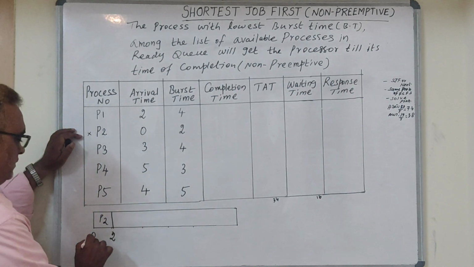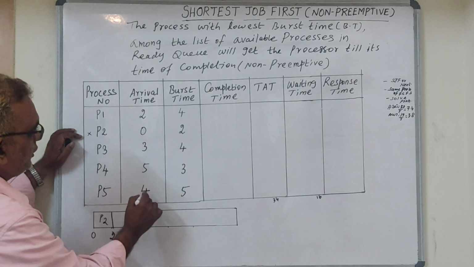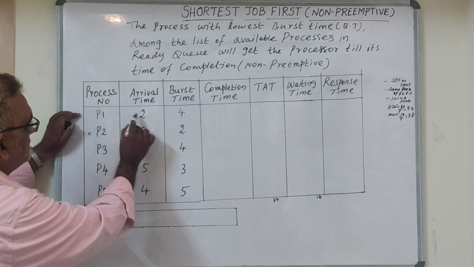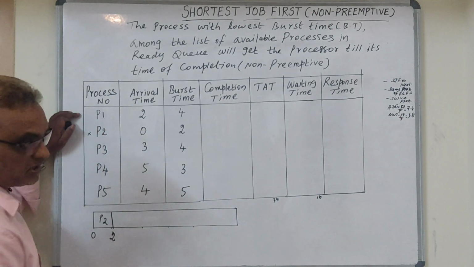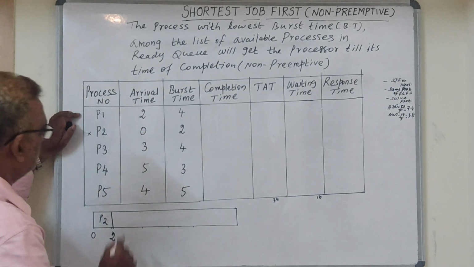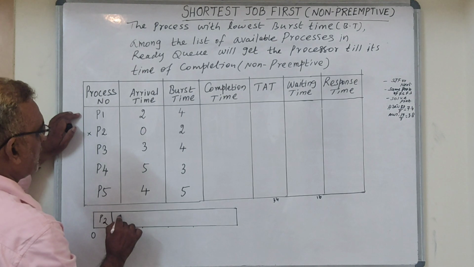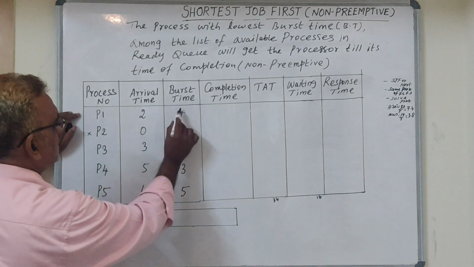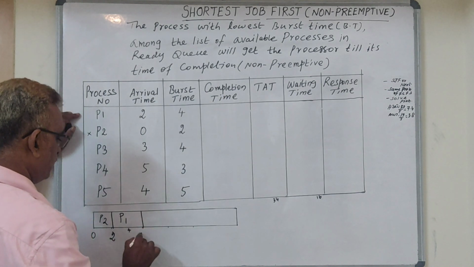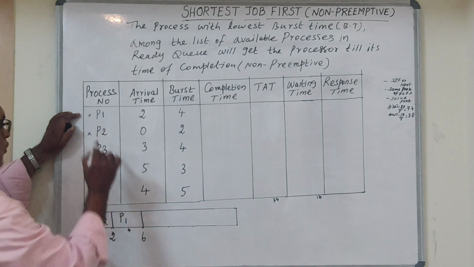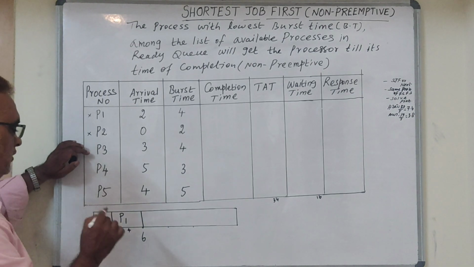Now during this time period 0 to 2, check whether any other process has entered the ready queue. Process 1 enters at time 2, the second millisecond. That is taken into account, and its burst time is 4 milliseconds. So 2 plus 4 is 6 milliseconds, and this is also over.